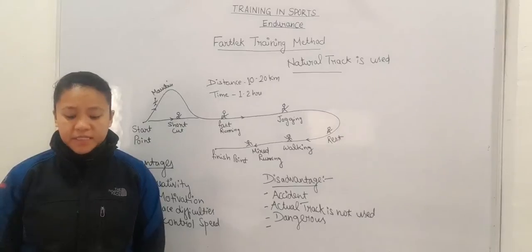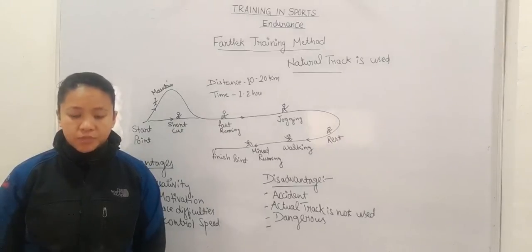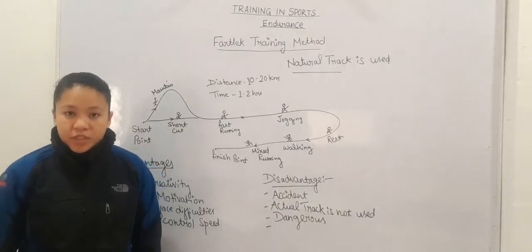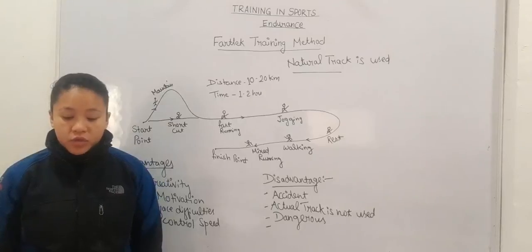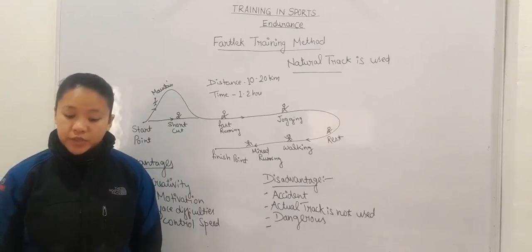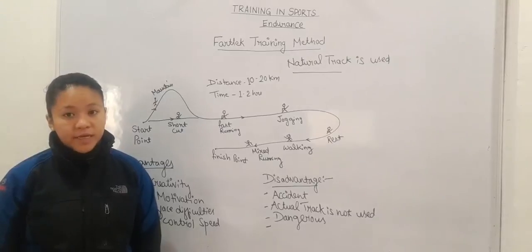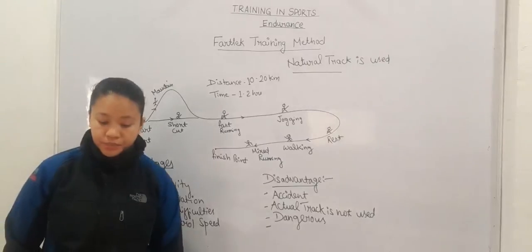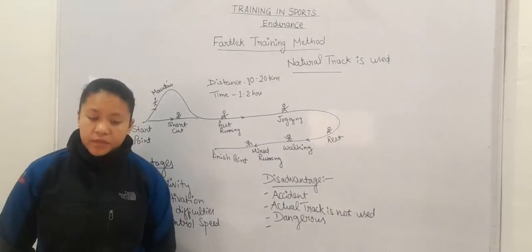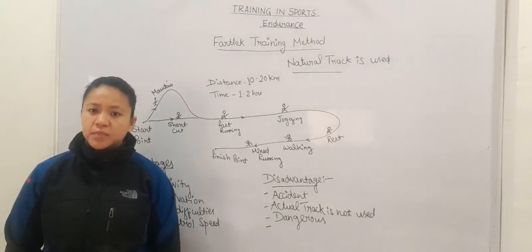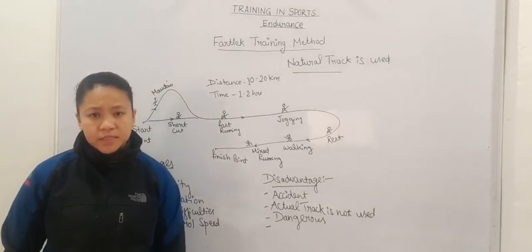Disadvantage, the first disadvantage is that it may cause accident as the path is not predetermined. It is not pre-planned. The actual track is not used, which may lead to injury. The coach cannot supervise the trainer, the coach cannot supervise, and the path may be dangerous, and the athletes may also lose their destinations.